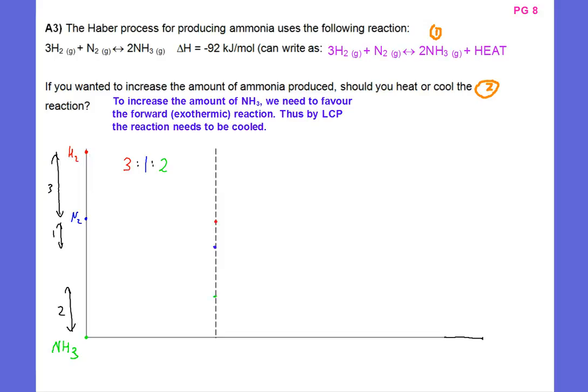So the next thing I do on my graph is put a dot for hydrogen, which is approximately 3 times lower. It doesn't have to be perfectly measured out. This is just an approximation diagram, but you've got to make it as reasonable as possible. So if nitrogen's dropped by 1 unit, hydrogen's got to drop by 3 units, and because we're producing ammonia, ammonia has to go up by 2 units for that 3 to 1 to 2 ratio. Once you've got those 3 points marked on your equilibrium line, you start drawing the curves in. First of all, the reaction starts off fast, therefore the gradient starts off big, and then it drops to a 0 gradient at equilibrium.